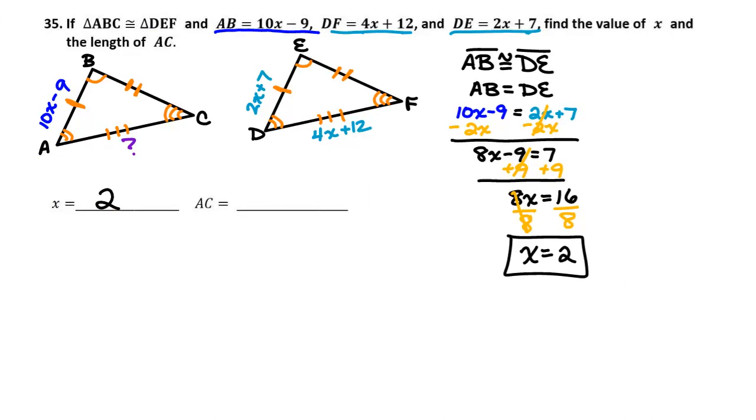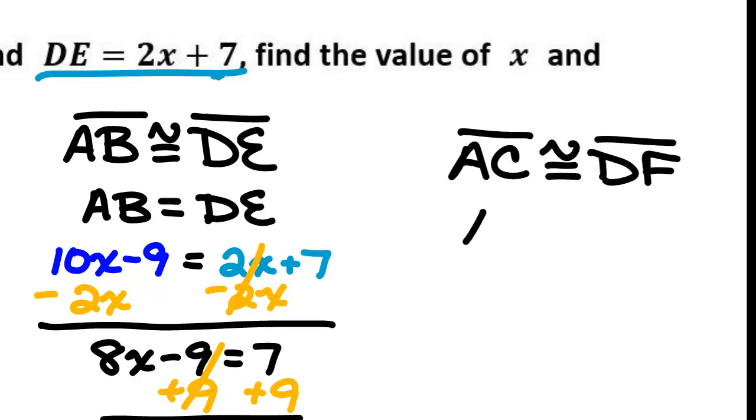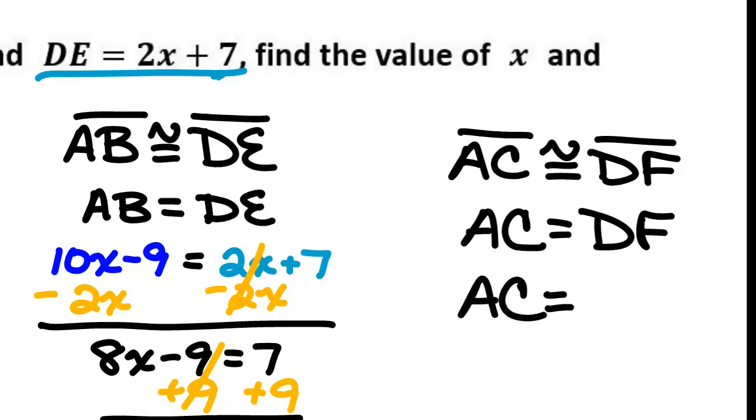Is there anything that we know of that's the same size as AC? DF. AC is congruent to DF. So AC would be equal to DF. And how big is DF? 4x plus 12.